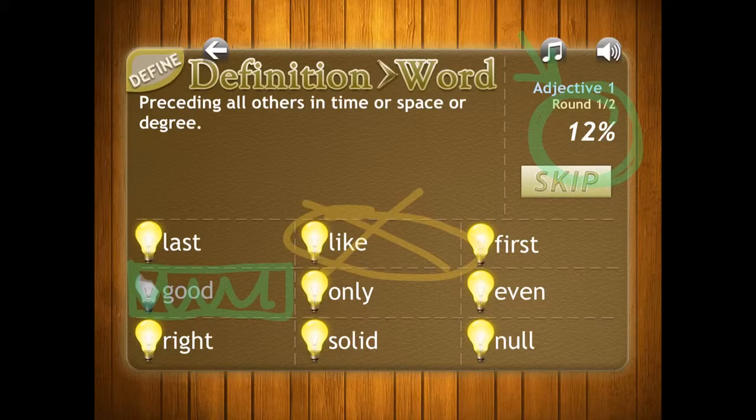And you would do the same thing over and over again. You would be asked another definition, preceding all others in time or space or degree, and you would pick the word that goes with the statement above. Now, preceding all others in time or space would be, what do you guys think? First, last, right, only, solid, even, or null. If I was to guess, I think that it's first.